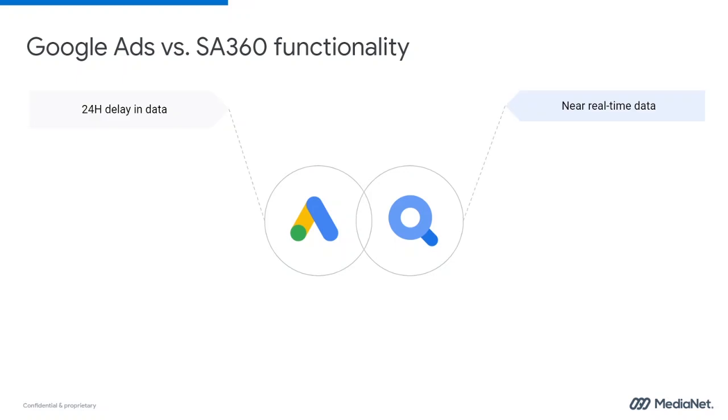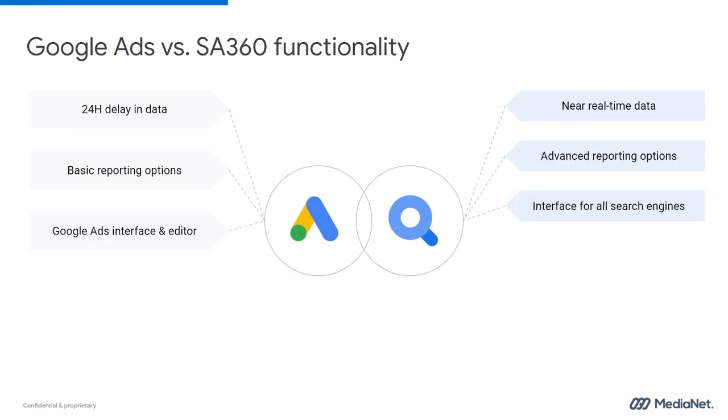Google Ads has a 24-hour delay in data, while SA 360 has near real-time data that refreshes every few hours, so your team can react to audiences with greater agility. Google Ads also has basic reporting capabilities, while SA 360 has more advanced capabilities to help you measure performance and report across all bid strategies. You can customize data or segment and drill down further into specific bid strategies.